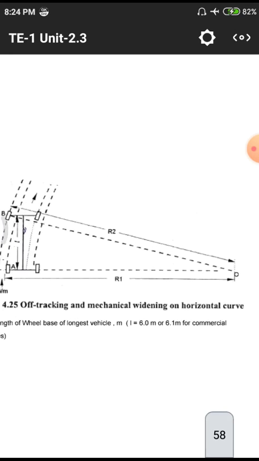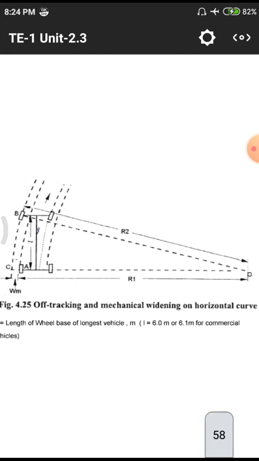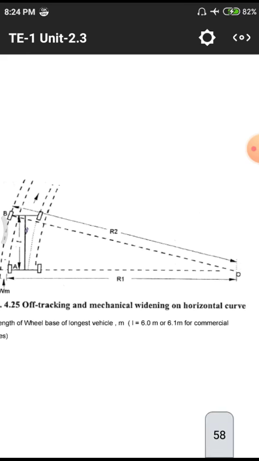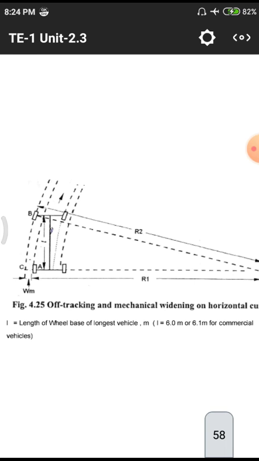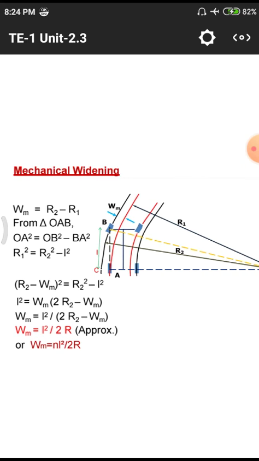This is the off tracking of the particular widening of the horizontal curve, with inner radius and outer radius R1 and R2. L is the total length of the curve. Here O is the center point, A is the first point, B is the second point, and C is the extra widening point from point B. This is the diagram, showing the mechanical widening with R1 and R2.